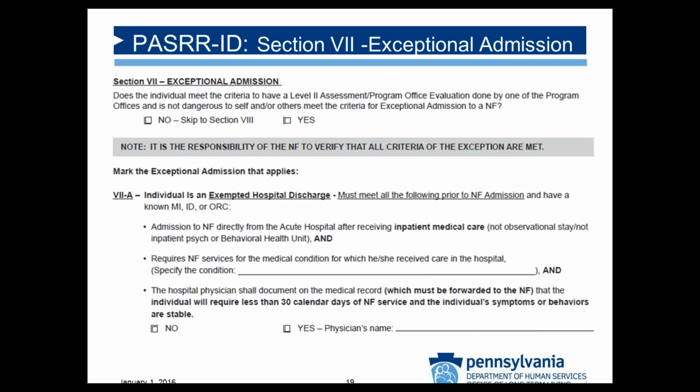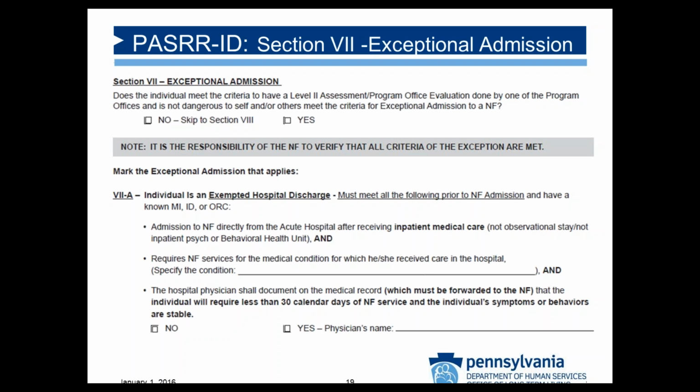All right, here's one of the sections that causes a lot of issues, the exceptional omission section. By criteria, there's 4 exceptional omissions that will allow you to bypass the level 2 evaluation process, but you must meet all the criteria of these exceptions. It's your responsibility to make sure that they truly meet the criteria.